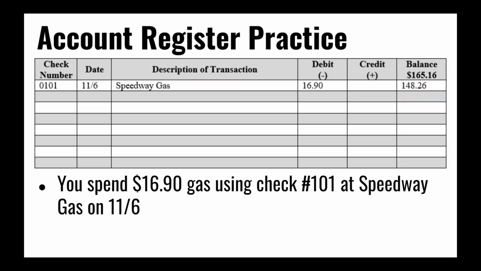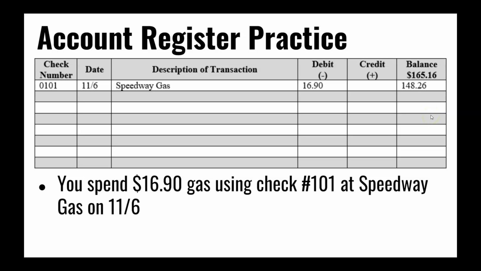The way to fill out a register is simple. If you write a check, you're going to write the check number, the date, who received it, and then you've got two columns. The debit column, which is subtracting money from your account, that's when you're spending, or the credit column, which is adding to your account, and that's when you're receiving money from somebody else. And you're going to do a little bit of math to keep a balance, which is the far right column. That's how much money is left for you to spend.